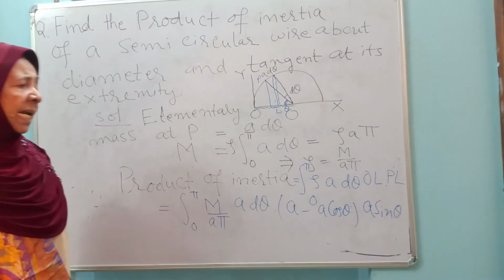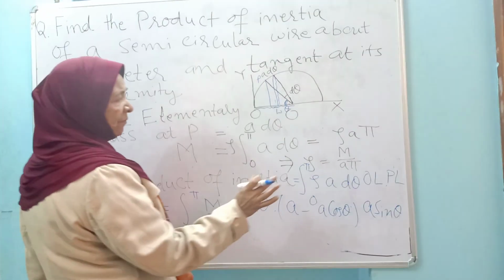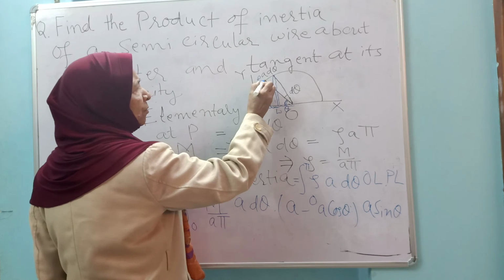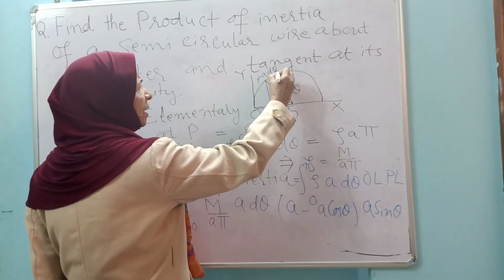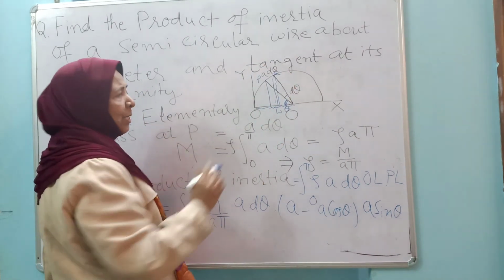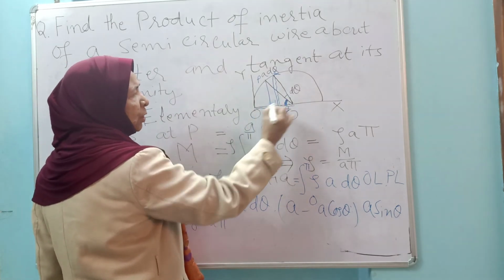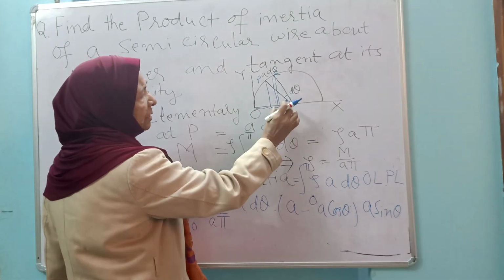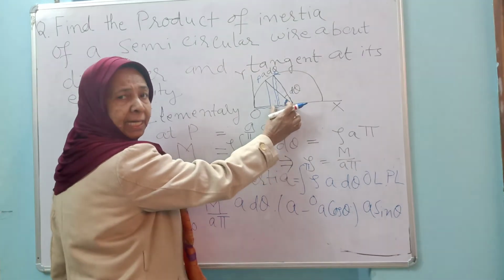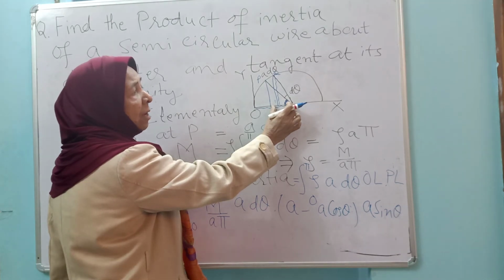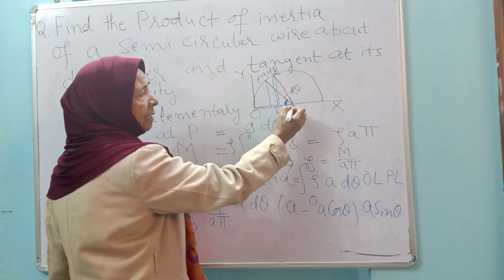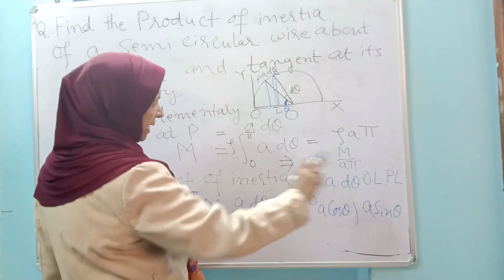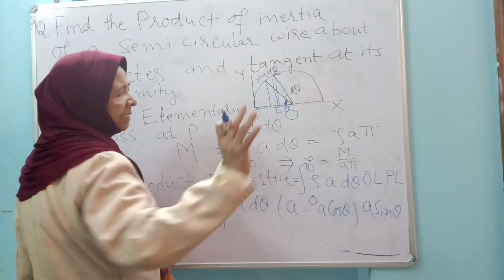I hope this is clear to all of you. We found the value of OL and PL. P is taken over here, PQ is the small portion, so this angle is theta. This whole side is a, the radius. Out of the radius you have to subtract this quantity, which is a cos theta, because this is also a. So this is a minus a cos theta, and then a sin theta and then a d theta.